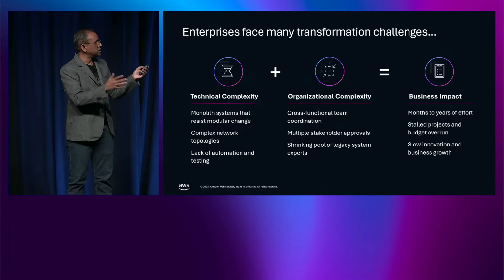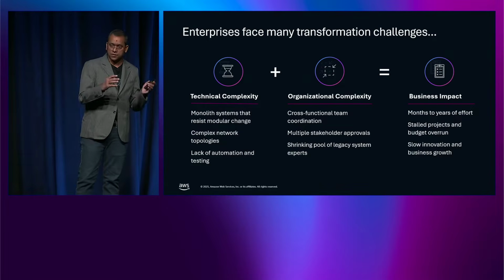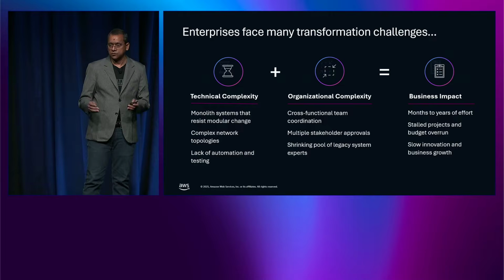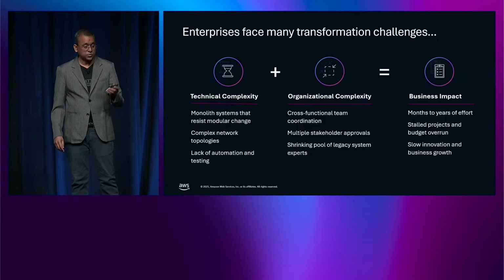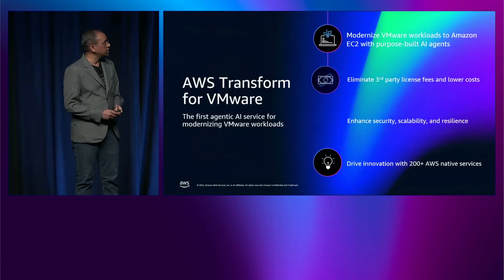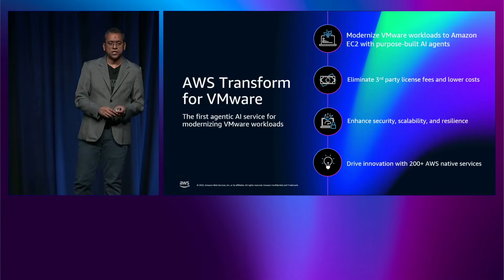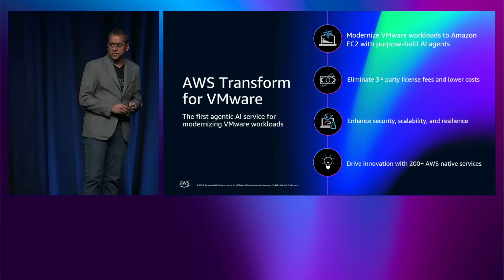And because of this, all those projects, what could be completed in a month was going to take years. Projects were getting stalled. Innovation was slowing down, and business growth was not happening for many of our customers. So we said this is an important problem for customers, and hence we introduced AWS Transform for VMware to start the VMware migration journey and address some of these challenges that customers are facing.